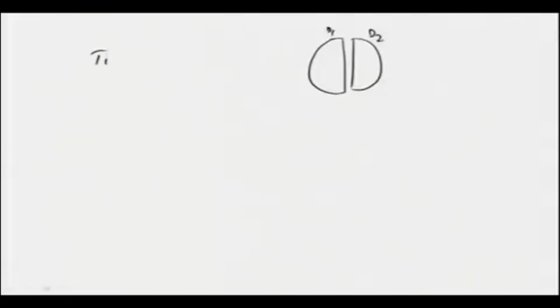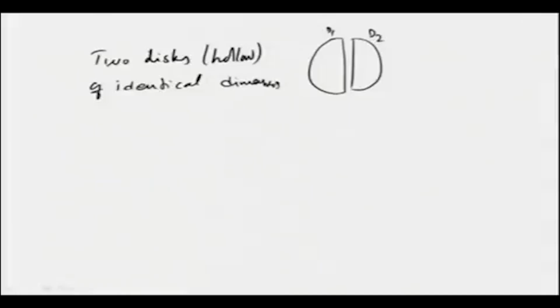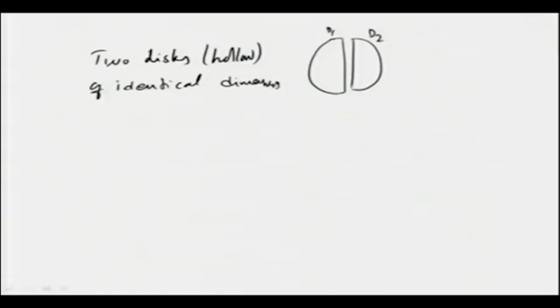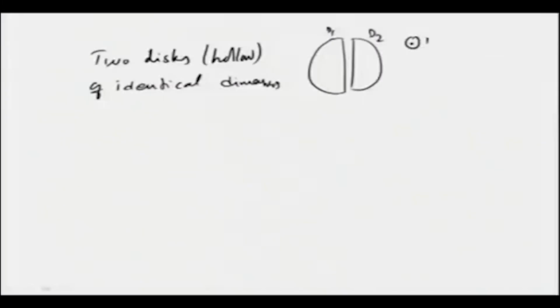So, two discs of identical dimensions, say they are hollow discs of identical dimensions, placed with some little separation between them. Well, discs meaning these are semicircular discs, and now let us say that it is in a plane, keep it on a horizontal plane for example, then apply a magnetic field perpendicular to the plane of the disc.